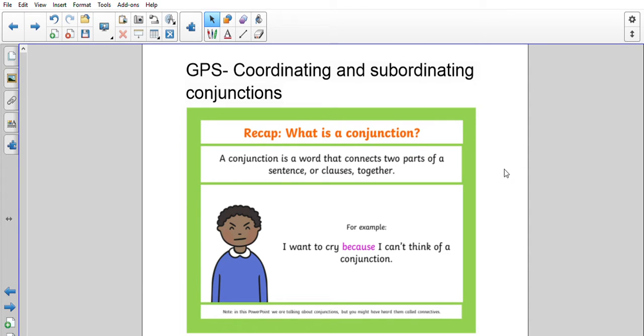Hi Class 5, for grammar today we're going to have a look at subordinating and coordinating conjunctions. So just a recap, a conjunction is a word that connects two parts of a sentence, or clauses, together. For example, "because I want to cry, because I can't think of a conjunction." It's joining those two sentences together.